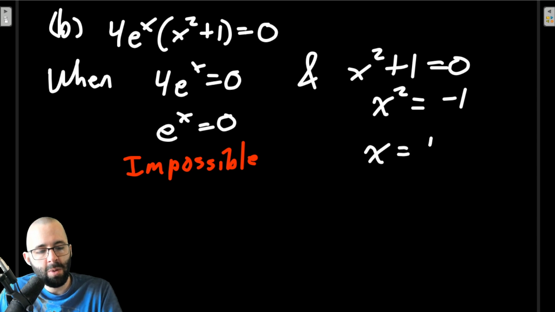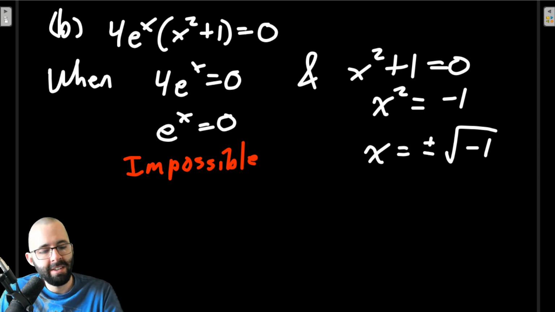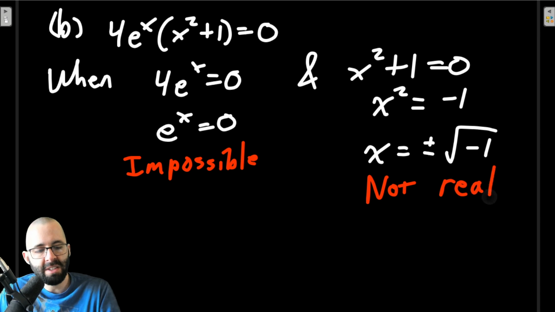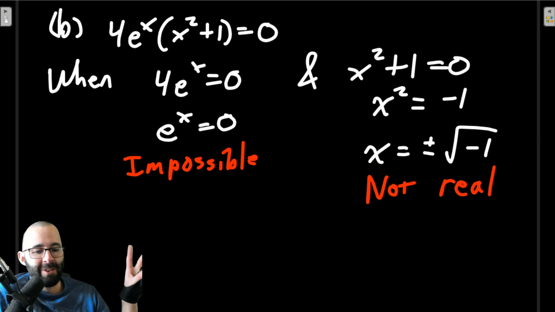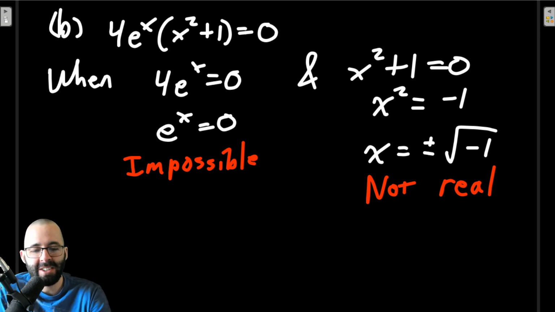So x is going to equal plus or minus the square root of negative 1. That's possible, but that's not real. We will not be dealing with complex numbers in this class. It's plus or minus i. So what are the answers? What are the solutions here? Well, we have a couple solutions. One of our solutions is it's not possible, and the other solution is it's not real. So we'll just conclude and say no real solutions here.